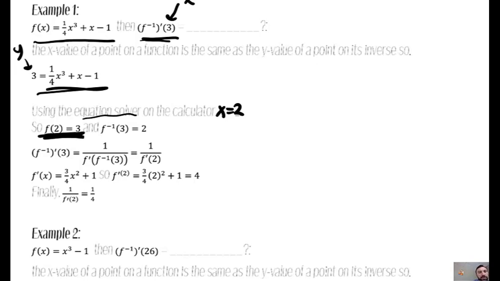Now, very important, you understand where this is coming from. Inverse, you just swap x and y. So now I also know if I plugged 3 into the inverse, I would get 2 as an output. So x and y are being switched here.